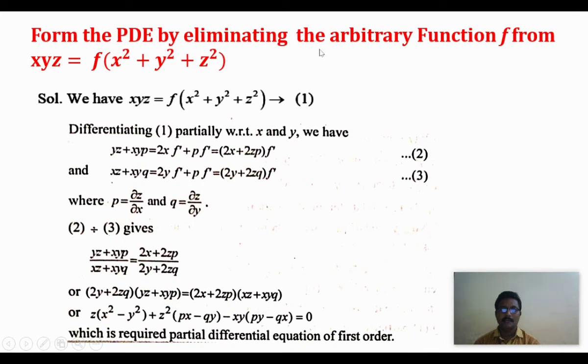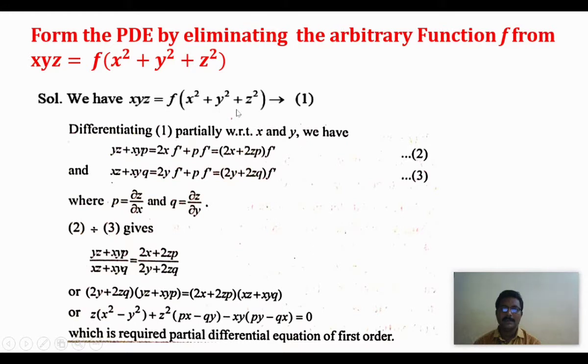Form the PDE by eliminating the arbitrary function f from xyz = f(x² + y² + z²). Given xyz = f(x² + y² + z²), suppose let it be equation 1. Now differentiating this equation 1 partially with respect to x and y. Differentiating partially with respect to x using the product rule, yz keep it as silent, x derivative 1, xy keep it as silent, z derivative is ∂z/∂x, but ∂z/∂x is p.